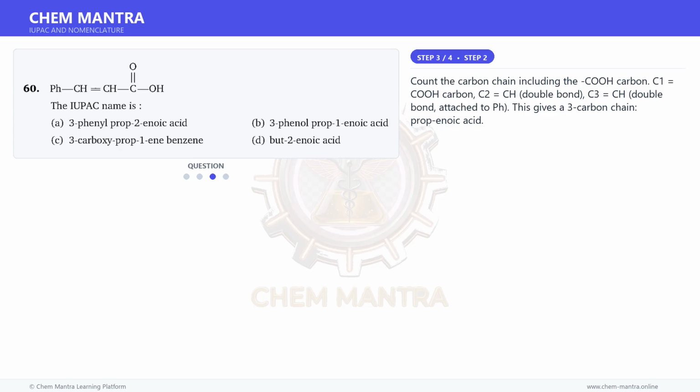Moving on to the next step. Count the carbon chain including the COOH carbon. C1 is the COOH carbon, C2 is CH, double bond, C3 is CH, double bond, attached to Ph. This gives a 3-carbon chain, propanoic acid.